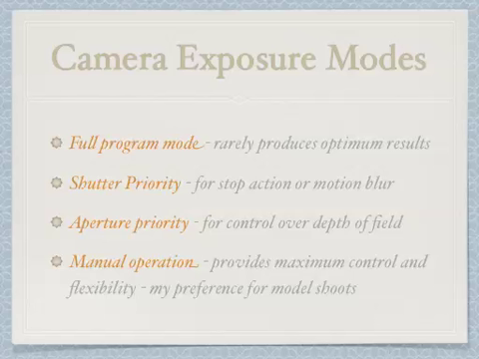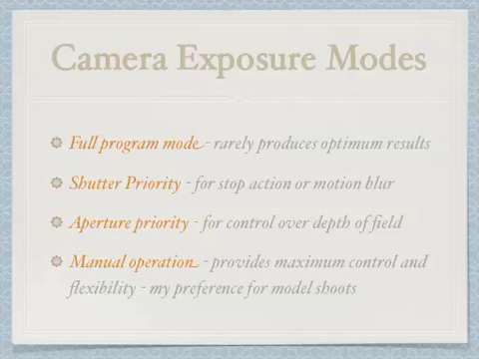You can choose full program mode, where the camera makes all the decisions. And while that will often give you a properly exposed photograph, sometimes it doesn't. The camera makes mistakes in looking at the scene, and sometimes even if the photograph is properly exposed, it's still not the photograph that you were looking for and hoped to do. You can use shutter priority, which allows you to set the speed of the shutter, and that's good for stopping action. So, for example, sports photography, you might choose a shutter priority setting.